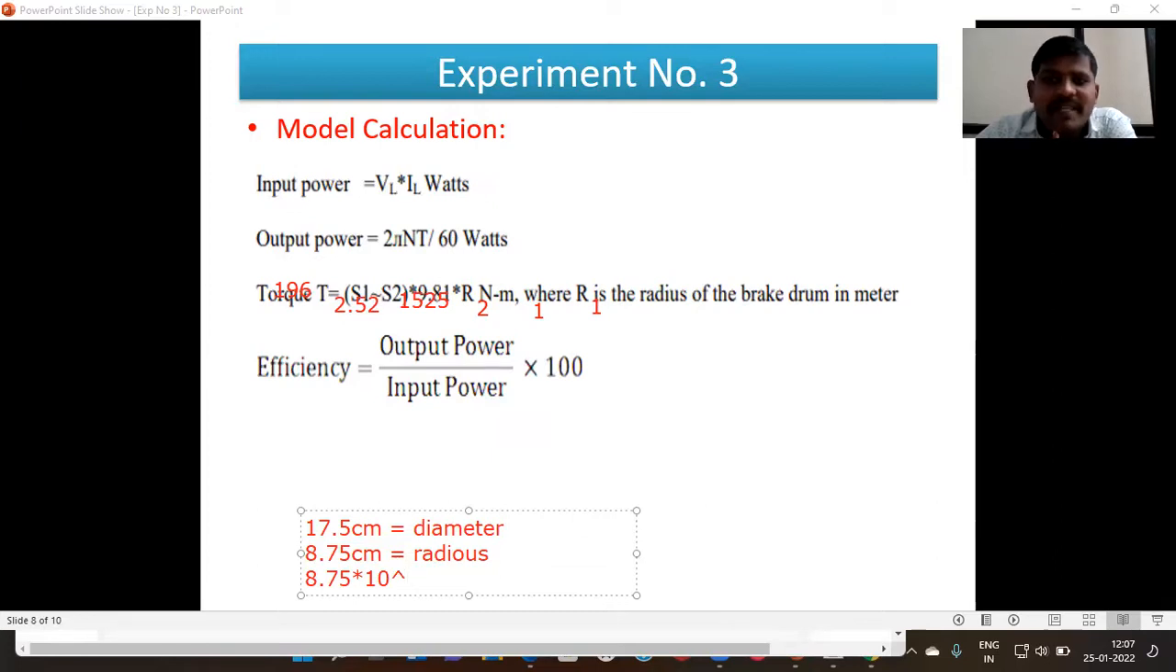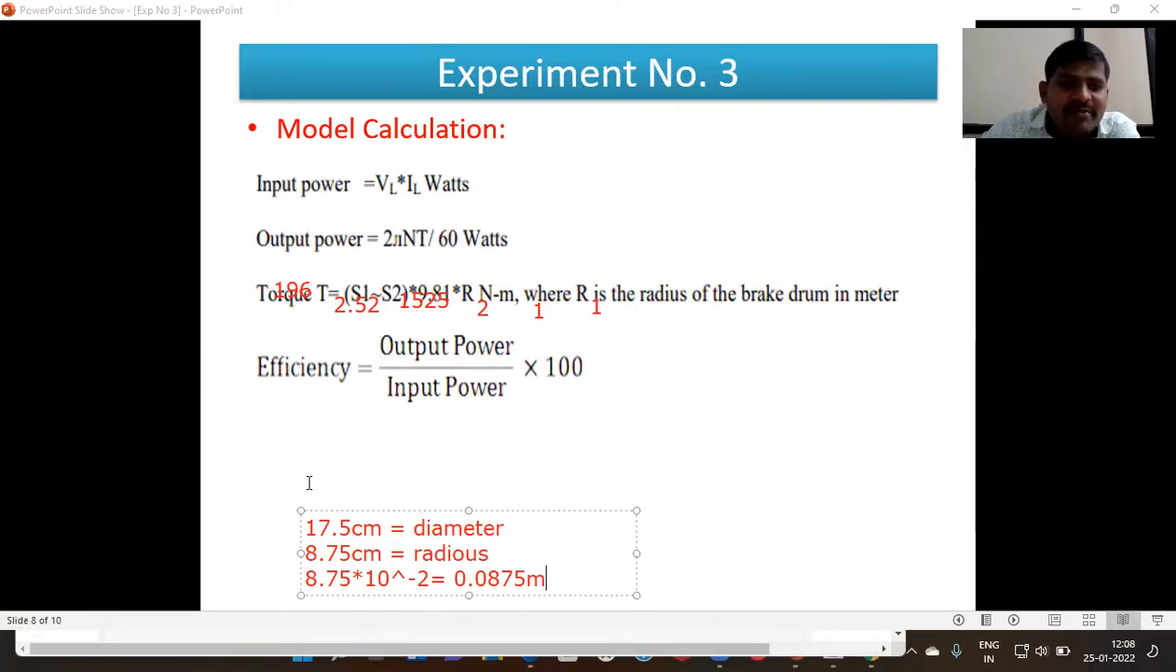सेंटीमीटरचं कन्वर्जन मला मीटर मध्ये करायचंय. मिलीमीटरचं कन्वर्जन मीटर मध्ये. मिलीमीटरला 10 raised to minus 3 असतं. सेंटीमीटर साठी किती असतं? -2. 10 raised to minus 2 असतं. So that we can write radius of the drum 0.0875. It is in meter, right? 8.75 into 10 raised to minus 2, it is equals to 0.0875 meter. It is the radius of drum, it is in the meter.